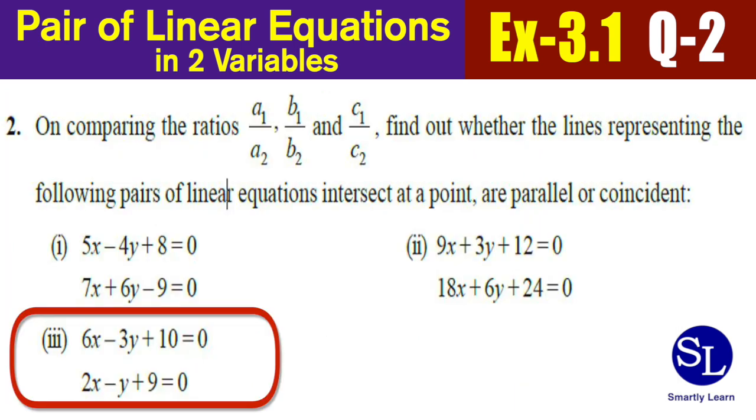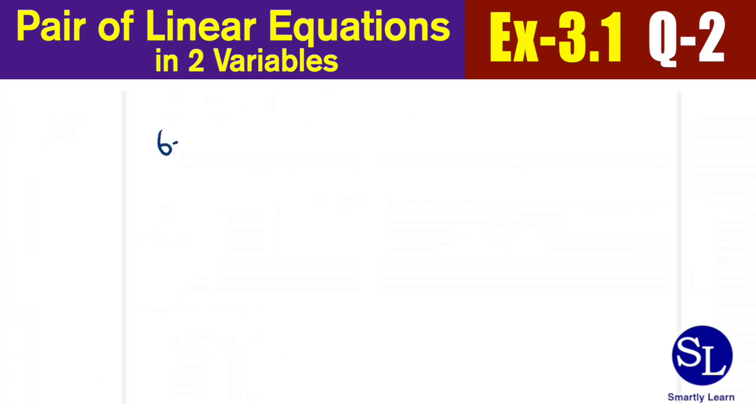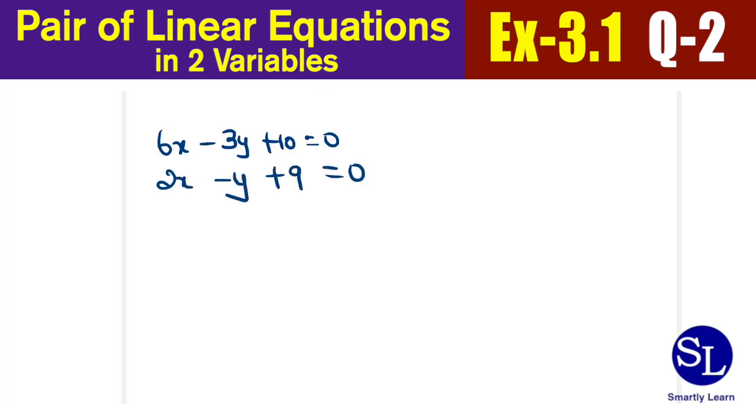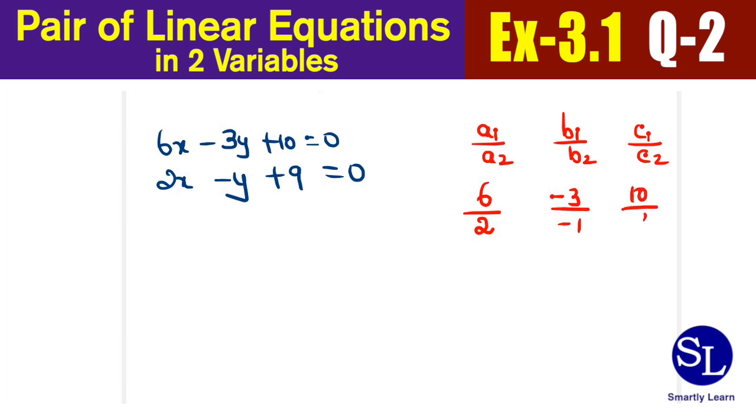Now let us take the last subdivision. It is 6x minus 3y plus 10 is equal to 0. 2x minus y plus 9 is equal to 0. So let us again calculate A1 by A2, B1 by B2 and C1 by C2. So in this case, it is 6 by 2, minus 3 by minus 1, 10 by 9.